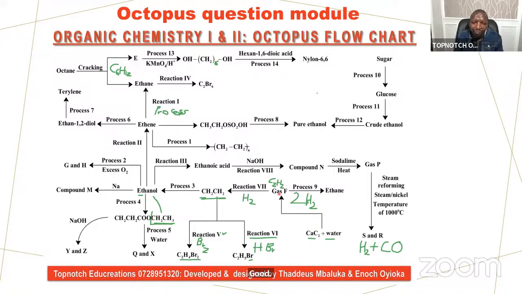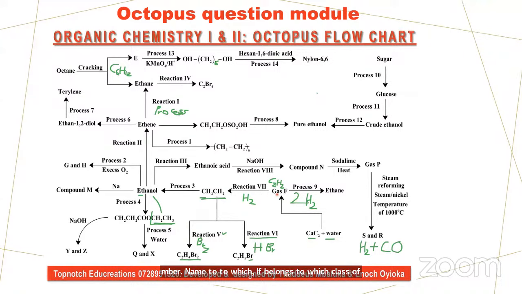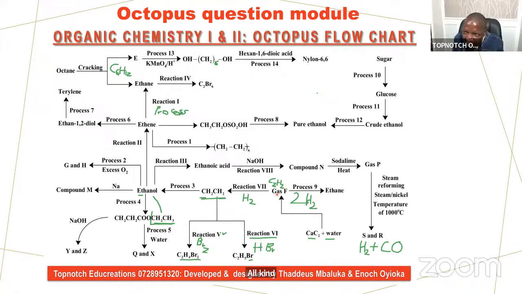I want you to answer this question. Name to which class of homologous series does F belong? F belongs to which class of organic compounds? Alkynes. Then, name the fourth member of the homologous series.